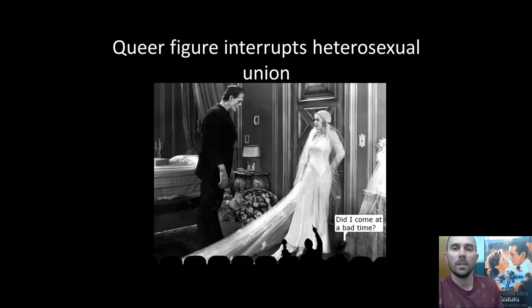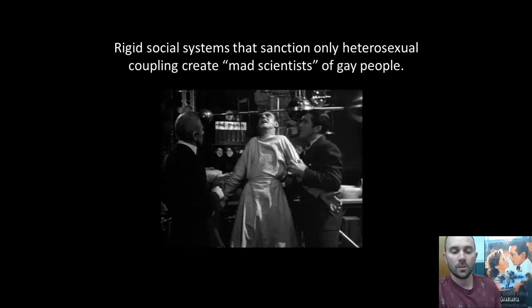Of course, in Hollywood in the 1930s, one could not depict gay characters ostensibly, but such representations had to be shifted to the level of subtext, to the symbolic. And it's precisely what an ideological reading of the film will lay bare, that which the film attempts to repress, consciously or not. The theme of Frankenstein viewed through this lens could be expressed thusly: rigid social systems that sanction only heterosexual coupling create mad scientists of gay people.